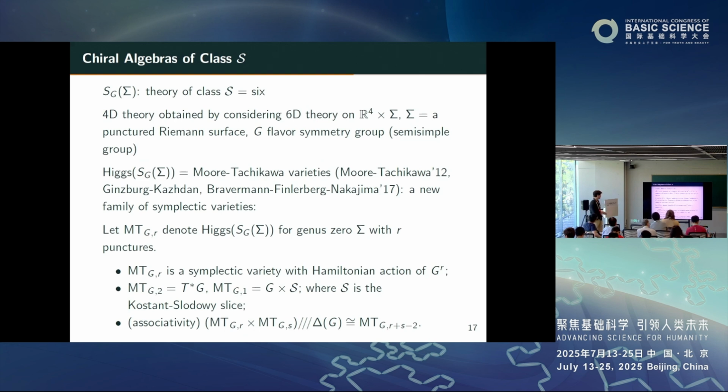So if you consider the Moore-Tachikawa variety for R points times the Moore-Tachikawa variety for S points, you choose one point from each and consider a diagonal action of the group. You take a symplectic reduction, and the statement is that this symplectic reduction is well defined and gives the Moore-Tachikawa variety for R plus S minus 2 points.